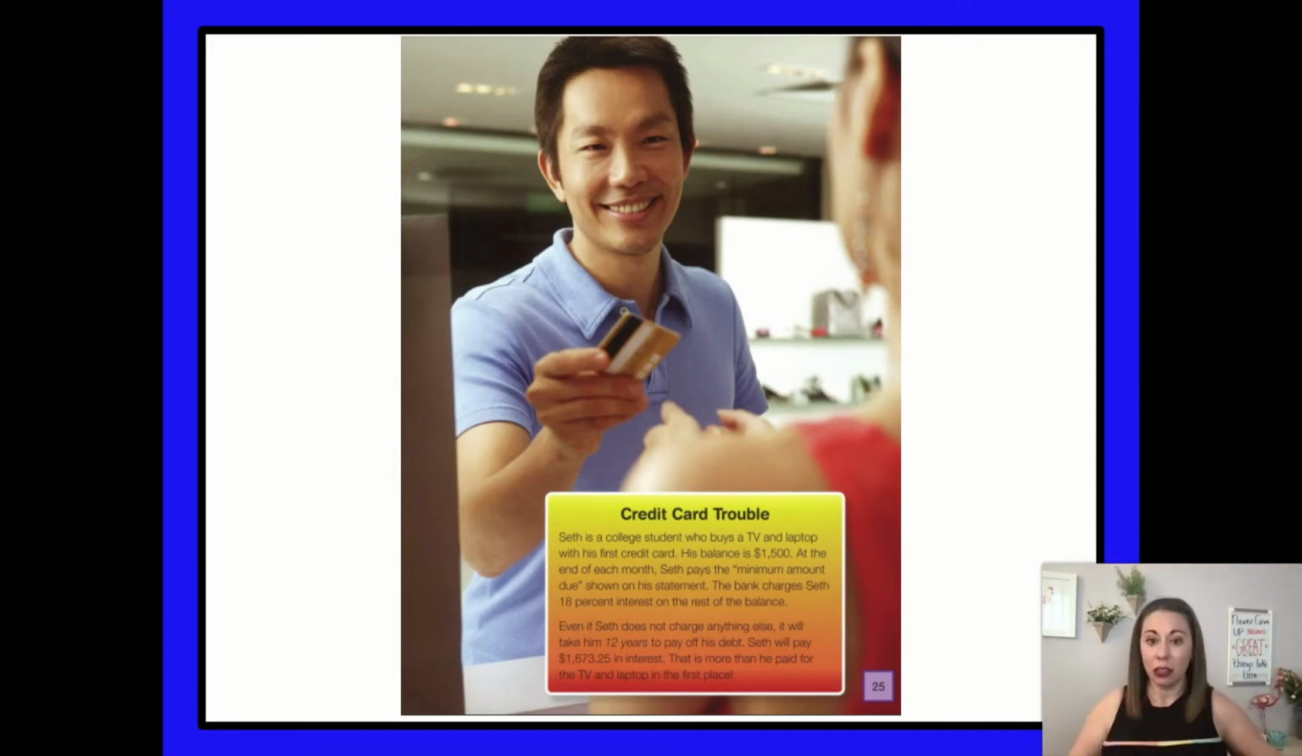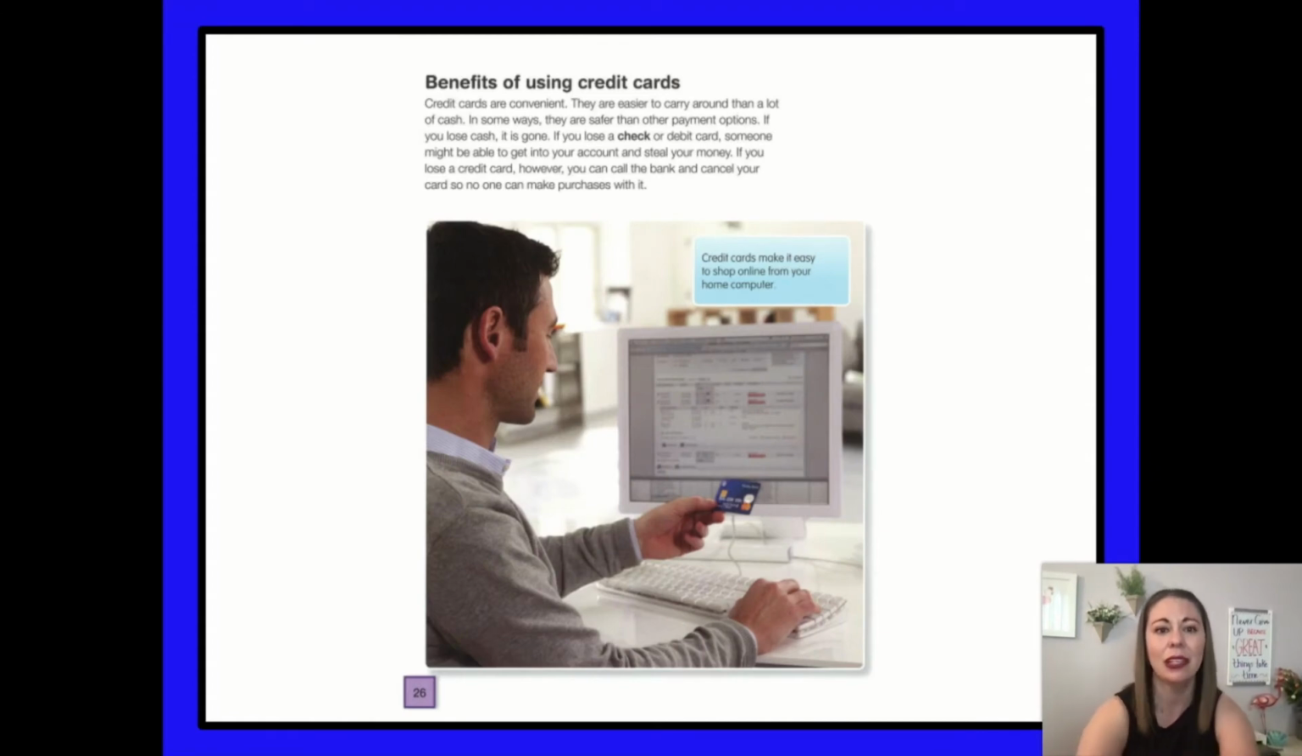Boom! Imagine, guys, if you don't pay more than the minimum, you could end up paying more than what the item was that you actually bought. So Seth would pay $1,500 for the TV and then another $1,600 for fees for borrowing that money to begin with. That's insane.